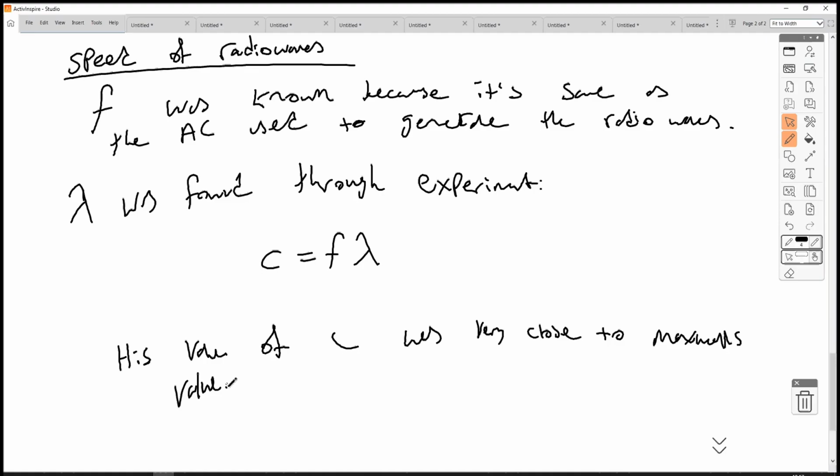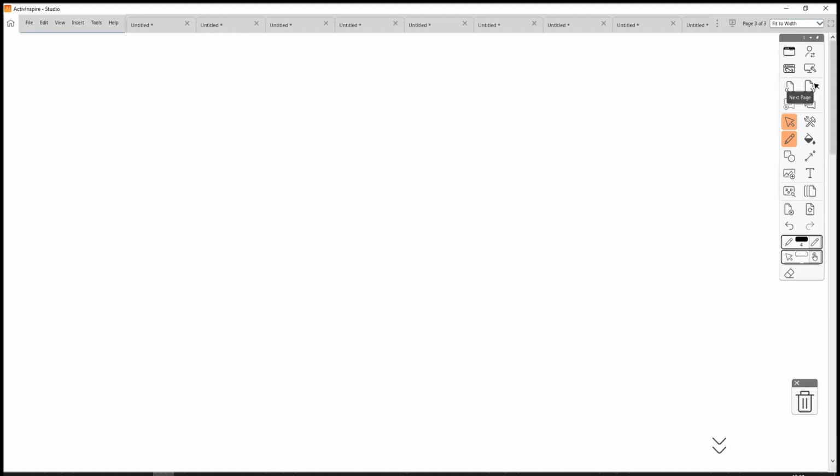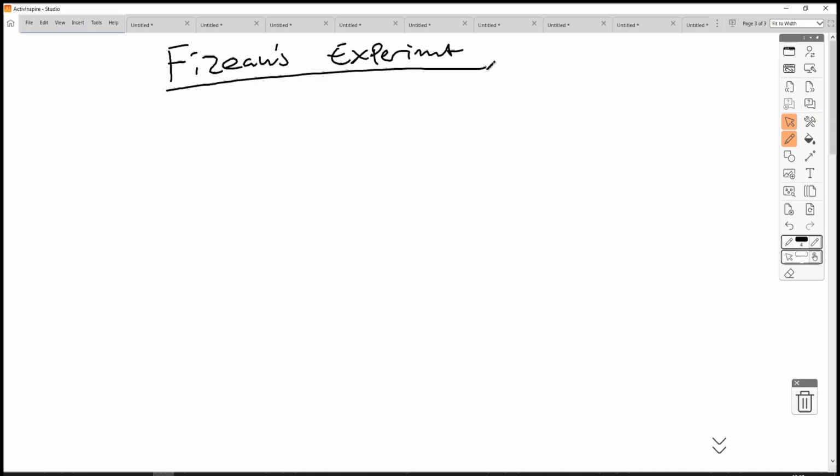And we'll move on to the last bit for 12.2.3, which is Fizeau's experiment. Now, Fizeau's experiment was about finding the speed of light, and he did this by using quite basic tools over long distances. So he had a light source, which is the sun.